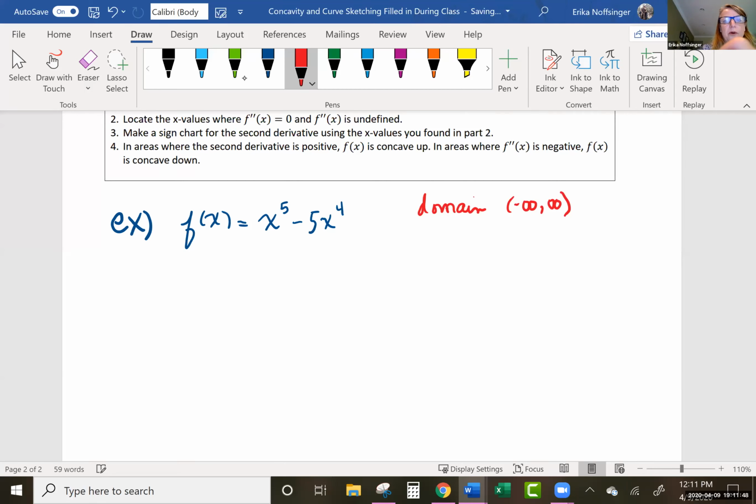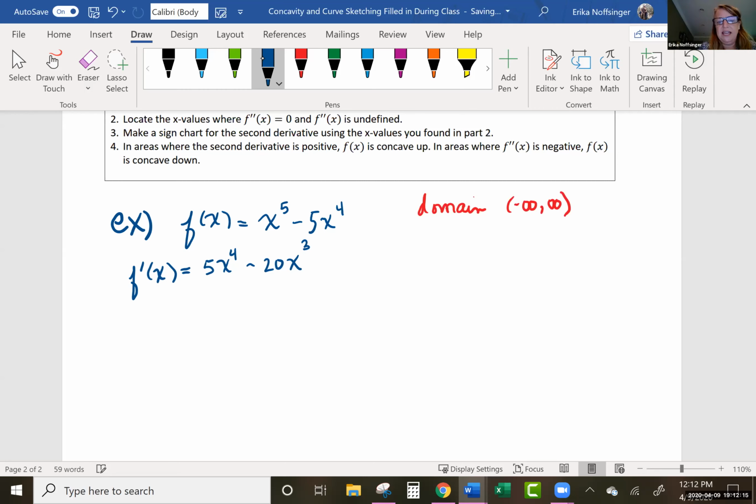We can figure out where it's increasing and decreasing by finding our first derivative. And so the derivative of x to the 5th is 5x to the 4th, minus, and the derivative here of 5x to the 4th, bringing my power down front, 5 times 4 is 20, x, and then cubed.